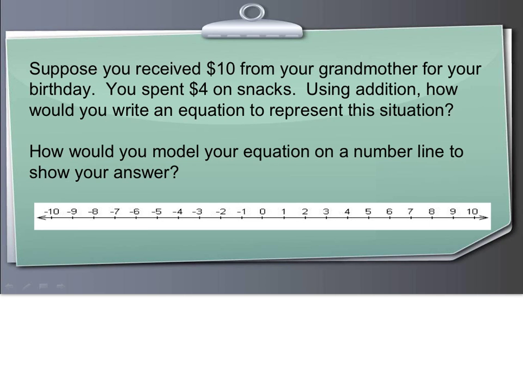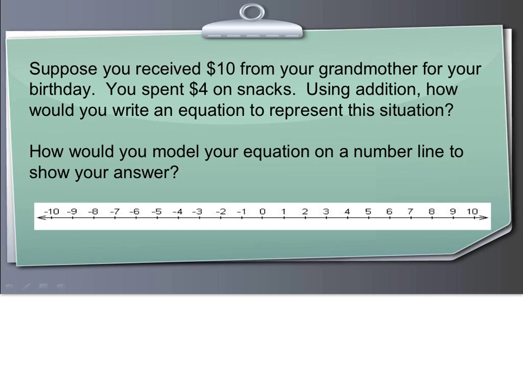Suppose you received $10 from your grandmother for your birthday. You spent $4 on snacks. Using addition, how would you write an equation to represent this situation? Then, how would you model your equation on a number line to show your answer? Why don't you try this on your own? Go ahead and pause. When you're ready to check, come back with me.